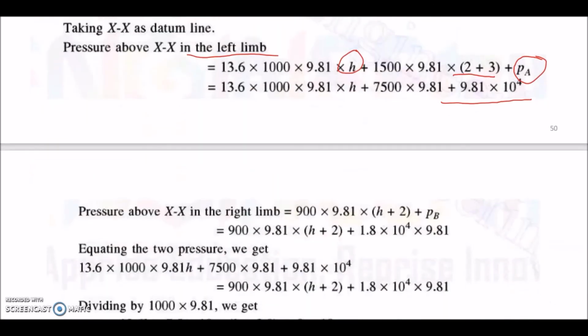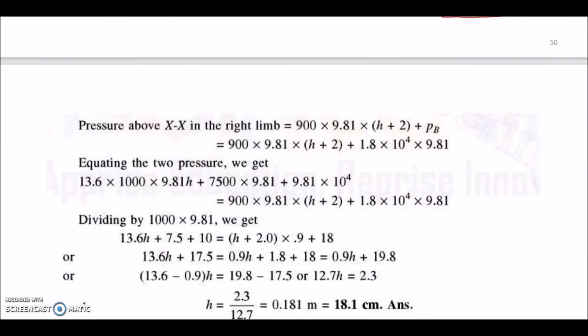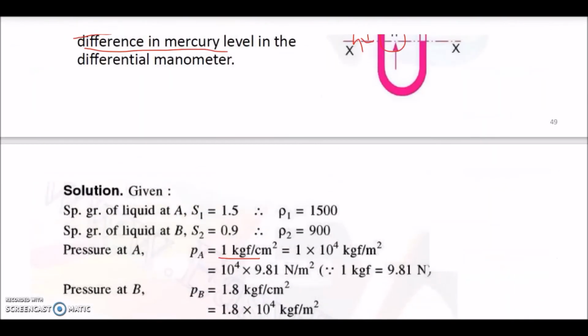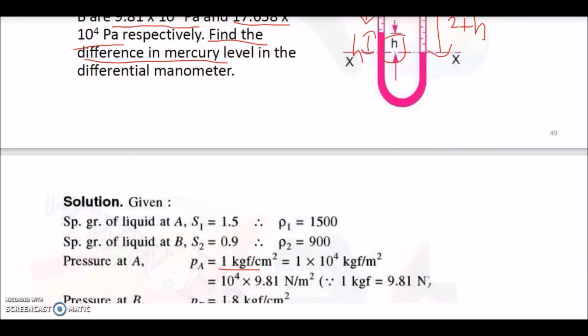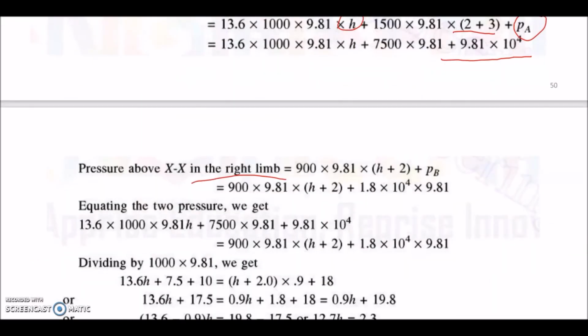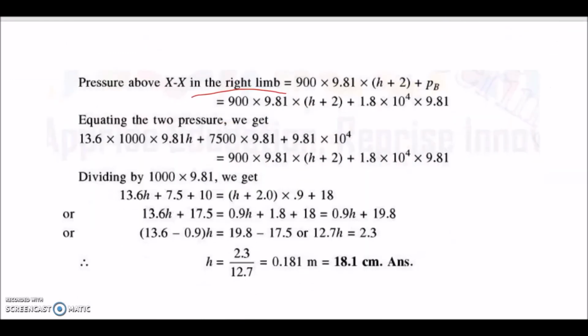And then we go for right limb. Go back to the picture. How many liquids do we have for right limb? Right limb we have only one, which is here. Here the height is 2 plus H. So we need to use the height 2 plus H for right limb. Okay, so here the height is 2 plus H or H plus 2, and then just substitute the value for PB.